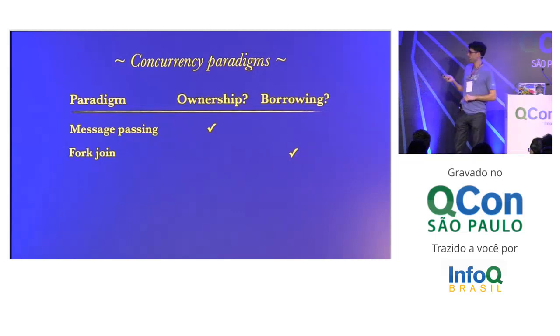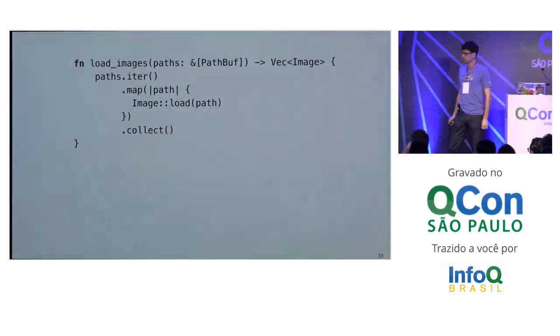And one of them that's very common is something called fork join. And the idea here is you have some sequential loop. You have something you were doing sequentially, and you want to kind of split off and do it in parallel, and then when they're all done, keep going. Right? So let me give you an example.